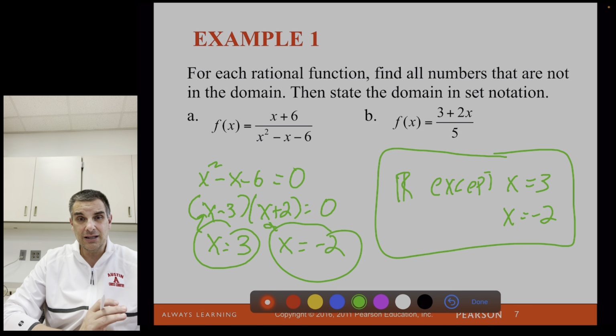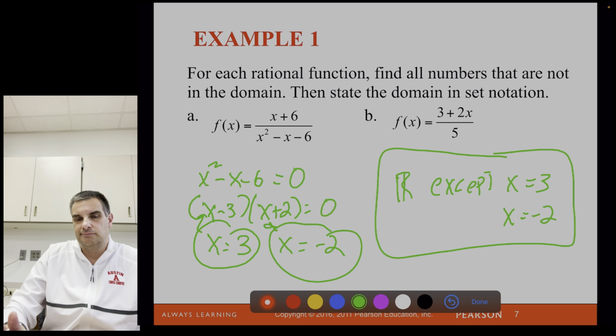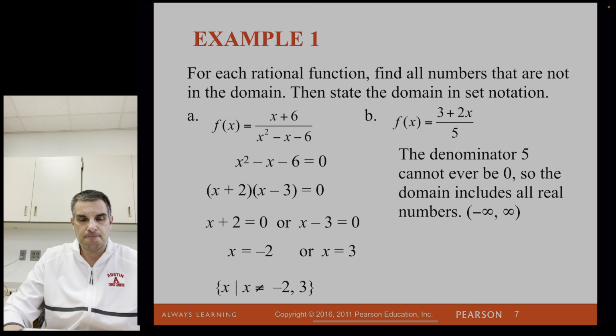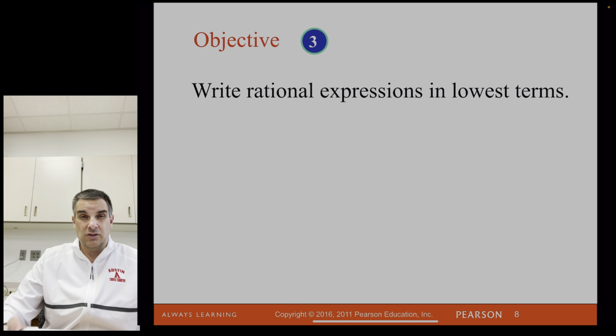For part B in here, there's no variable in the denominator. So since there's no variable in the denominator, it's just all real numbers. So there's really nothing to do with B on this one, right? So there's kind of that second part.